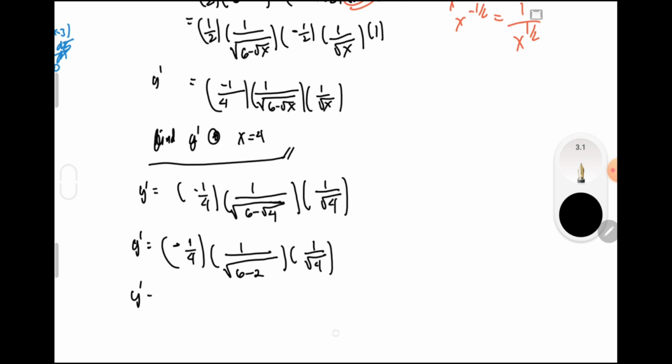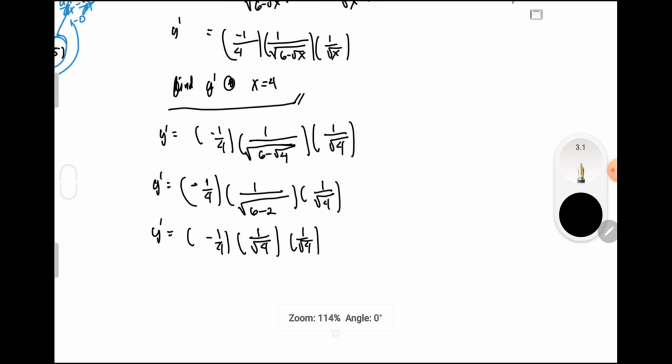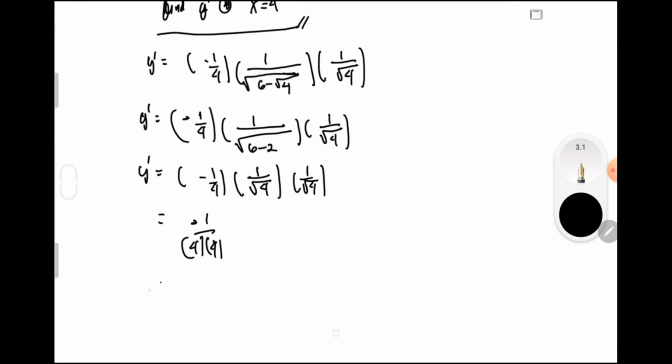So in this case, you will see that y prime equals negative 1 over 4 multiplied by 1 over the square root of 4 multiplied by 1 over the square root of 4. So we'll have a value equal to negative 1 over 4 multiplied by 4, because the square root of 4 multiplied by the square root of 4 is equal to 4, which is equal to negative 1 over 16. This is how you get your y prime. Okay.